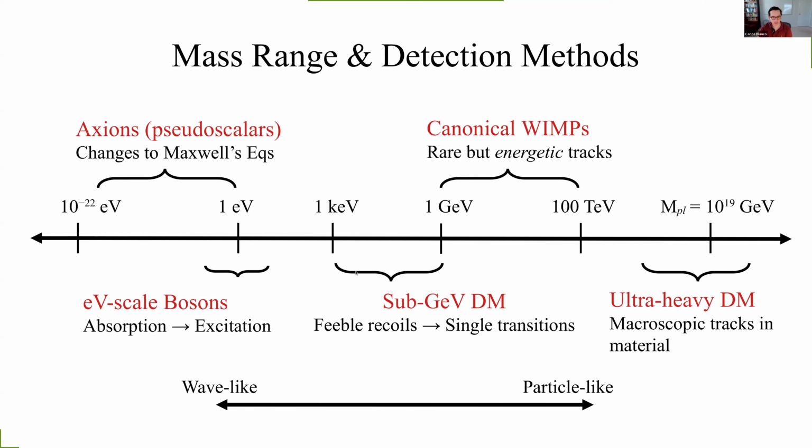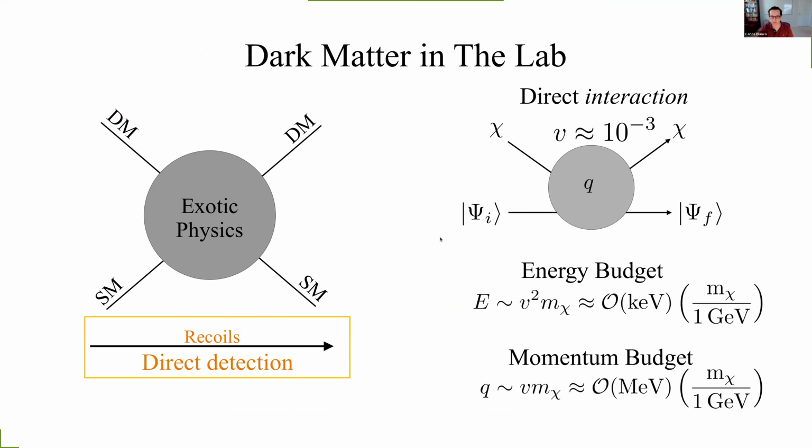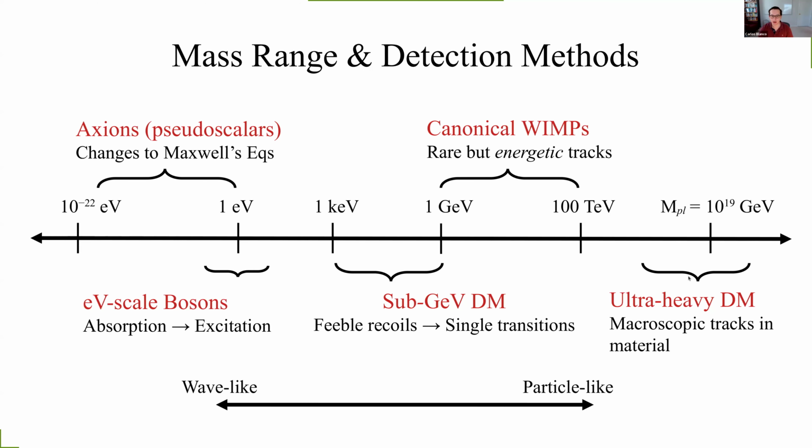And this happens around a keV, above which you have this sub-GeV dark matter parameter space that I'll come back to. But I think everybody's favorite dark matter candidate for the last 30 years was the canonical WIMP. The canonical WIMP lives between about a GeV and 100 TeV, and these are weakly interacting massive particles. I'll tell you about why they're so well motivated, but this is where most of the effort in the community has been dedicated to looking.